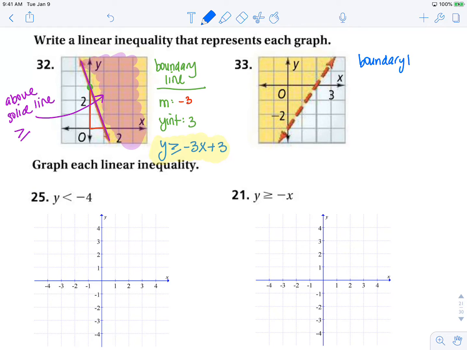Our boundary line should have a slope and a y-intercept. So I can see my y-intercept is here at -3. And my slope, I go up 1, 2, 3 over 1, 2. So my slope is +3/2. If I focus in on where my solution set is shaded, it's shaded here.